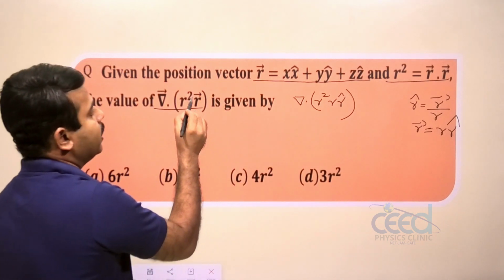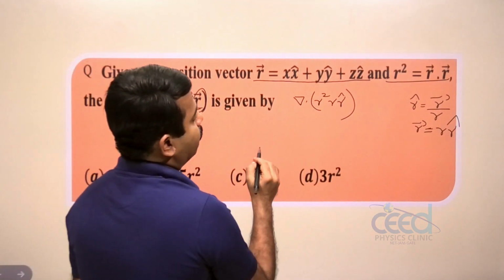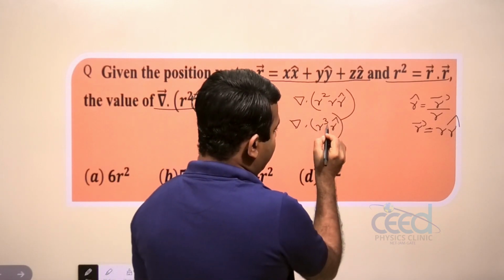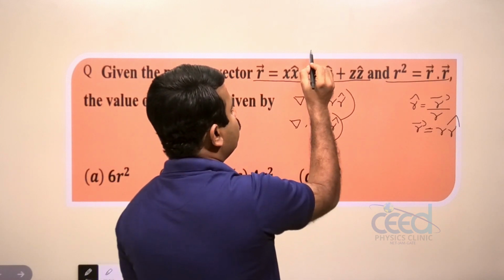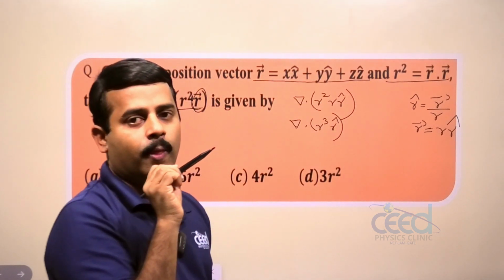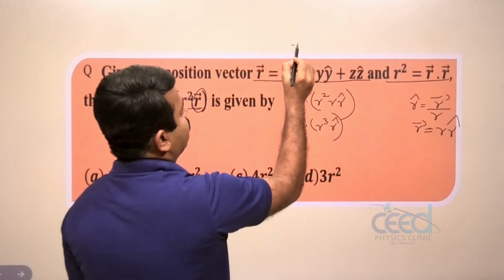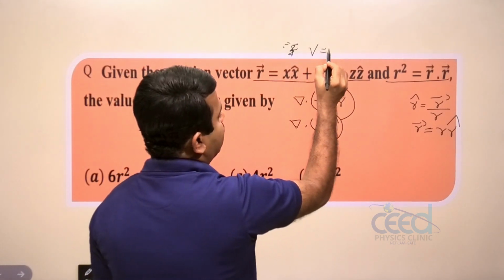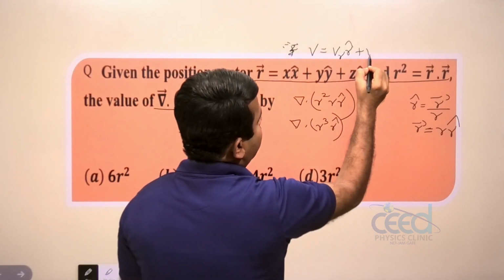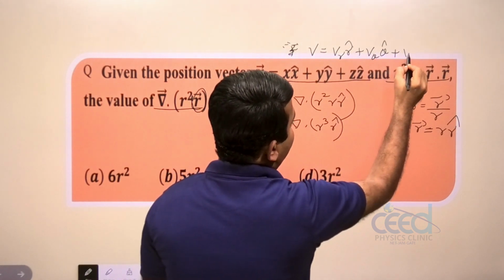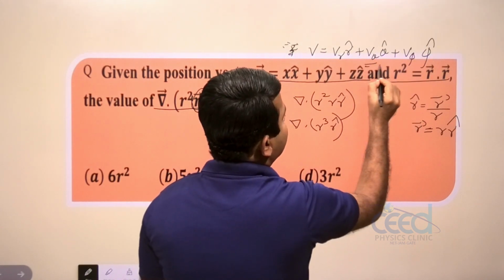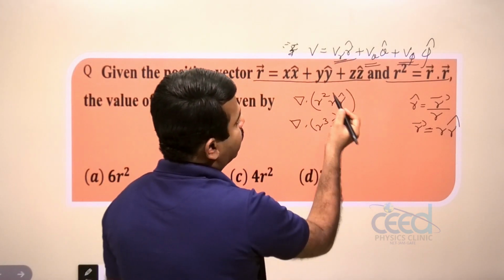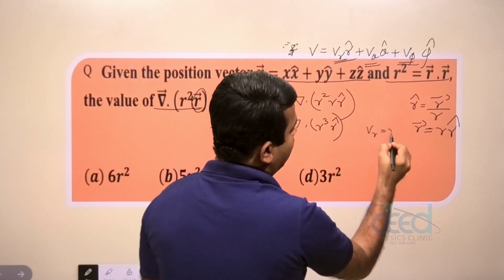This r vector I replaced with r cap. Then divergence of r cube r cap. Then what is the component of r cap? Suppose you represent a function, that means f or v, right? Sorry, v is vr r cap plus v theta theta cap plus v phi phi cap. Then v theta is 0, v phi is 0, vr is what? This vr is r cube, right? Then what is vr? R cube.